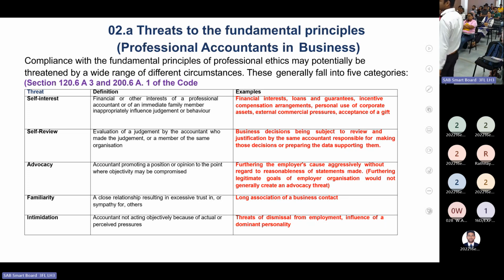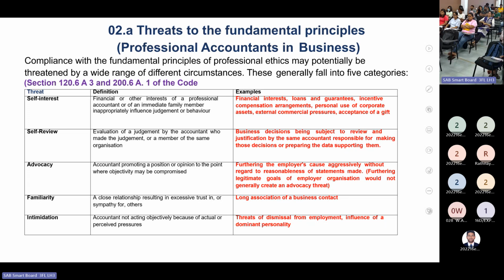So that is the self review threat. All the documents he is reviewing, all the documents he is making, right? Self review. He is making the documents and he is reviewing the documents. Self review threat. Any question? Accountant promoting a question or opinion to the point where objectivity may be compromised. Furthering the employee's cause aggressively without regard to the reasonableness of statements made, furthering the legitimate goals of the employee organization would not generally create an advocacy threat.